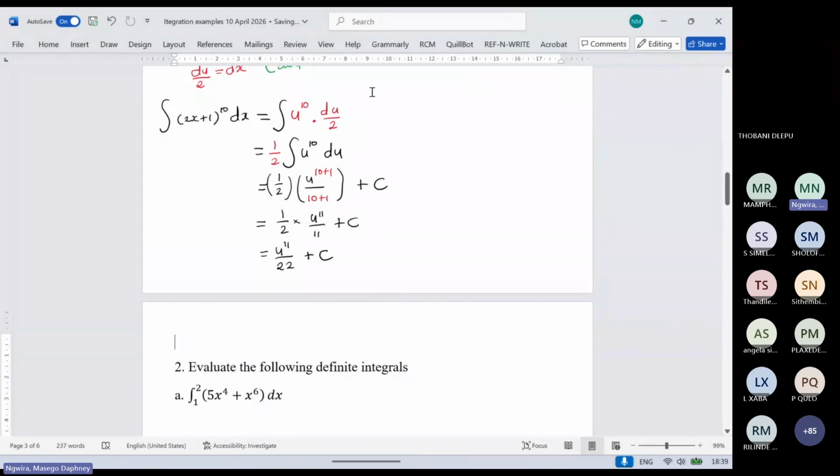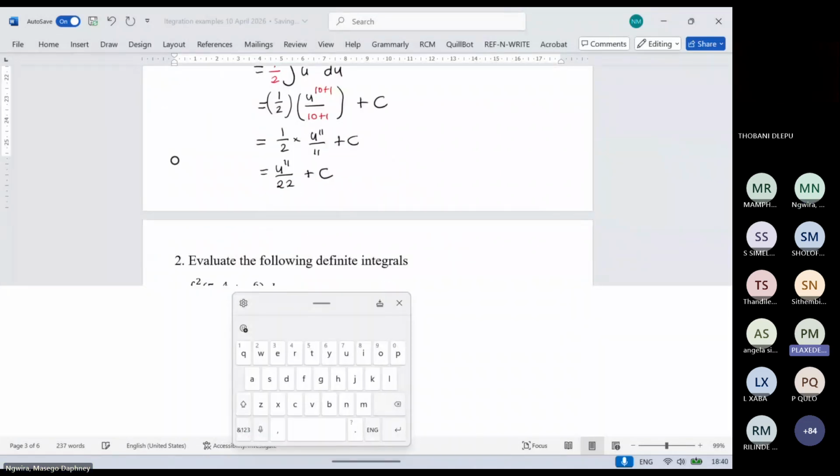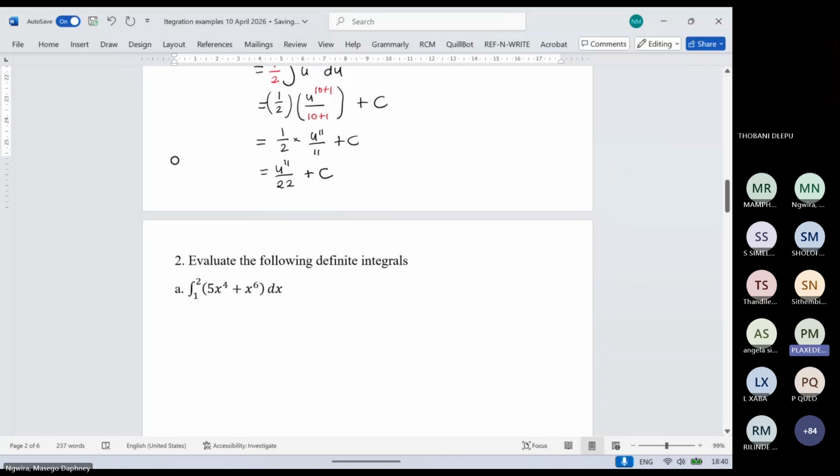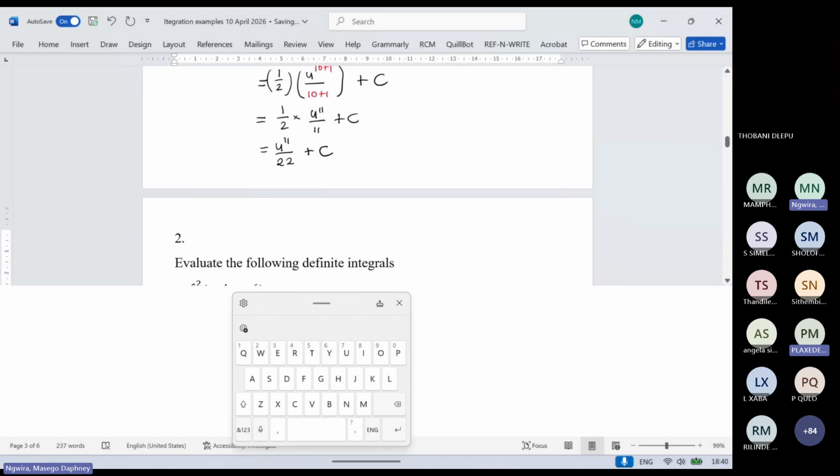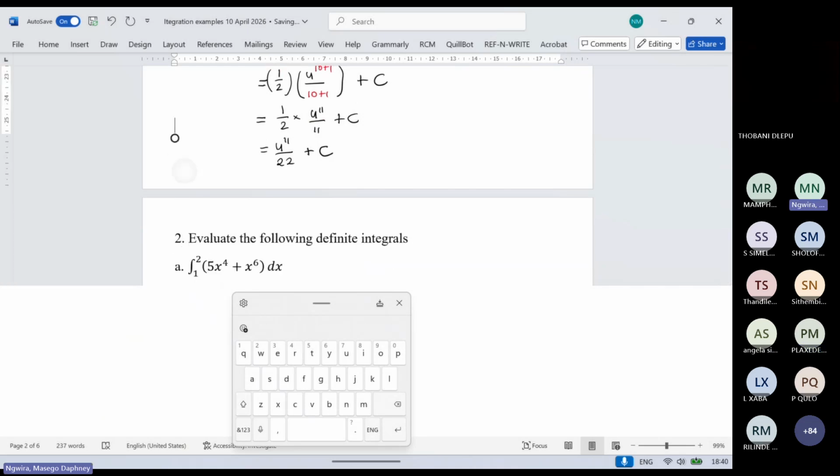Yes, Valerie, I see your hand is up. Sorry, ma'am. In terms of u to the power of 11, our u is going to be 2x. Just go on top. Yes. Sorry, I didn't finish the sum. Okay, fine, thank you.